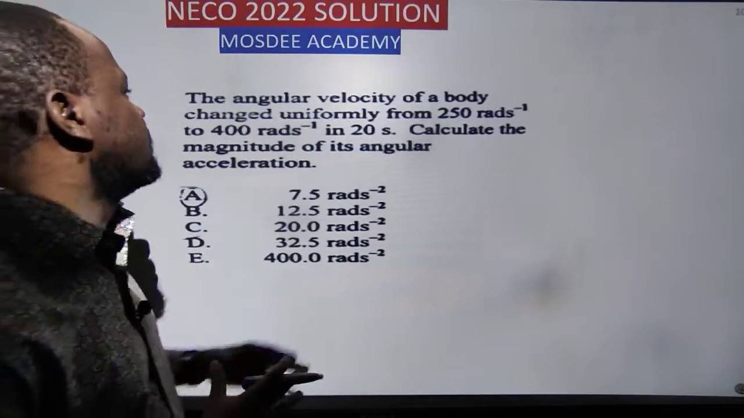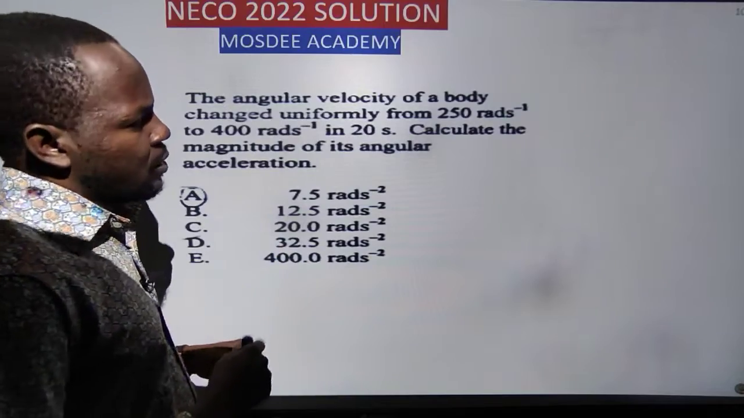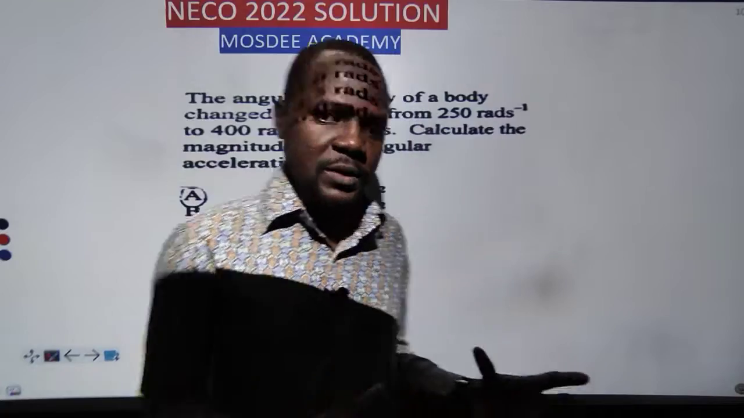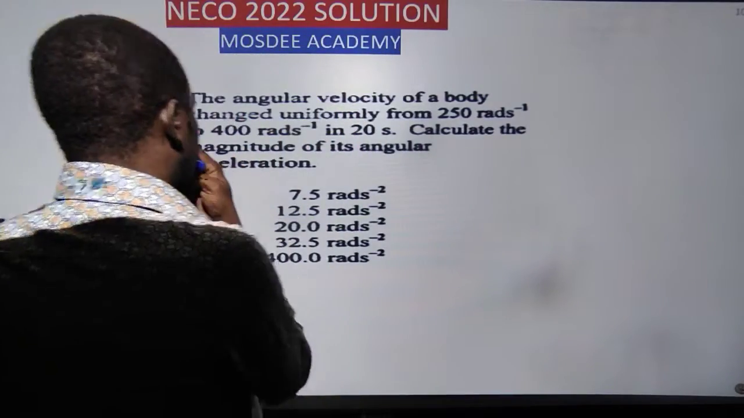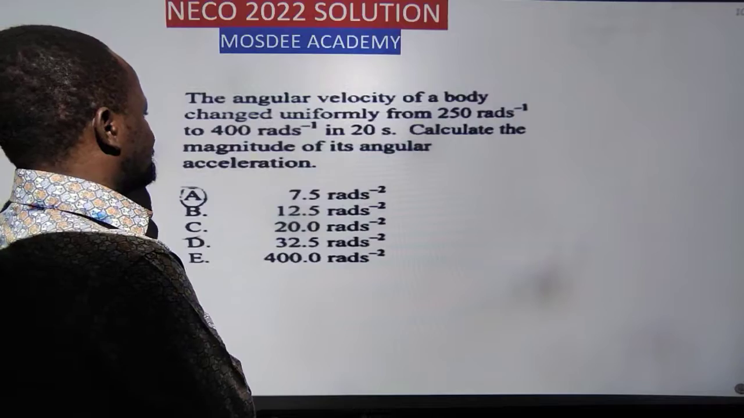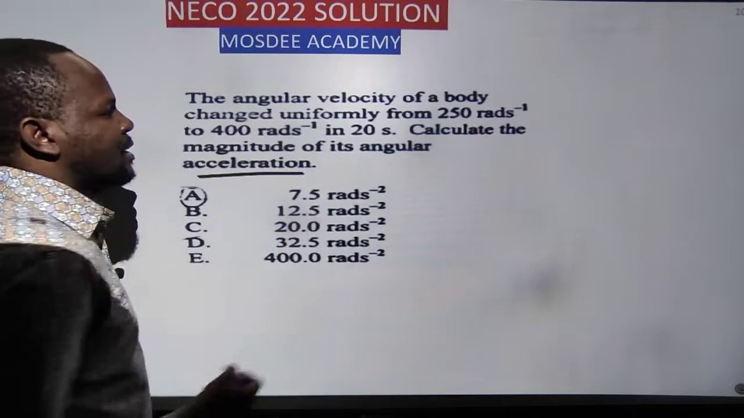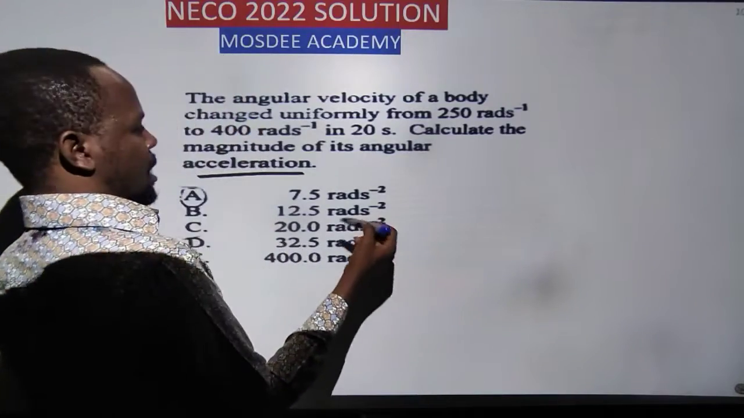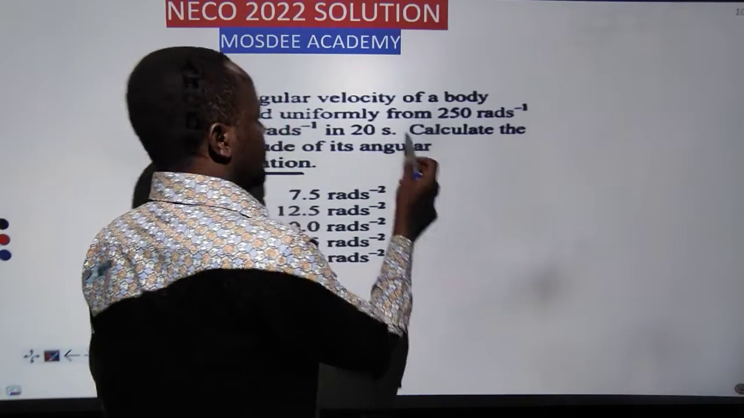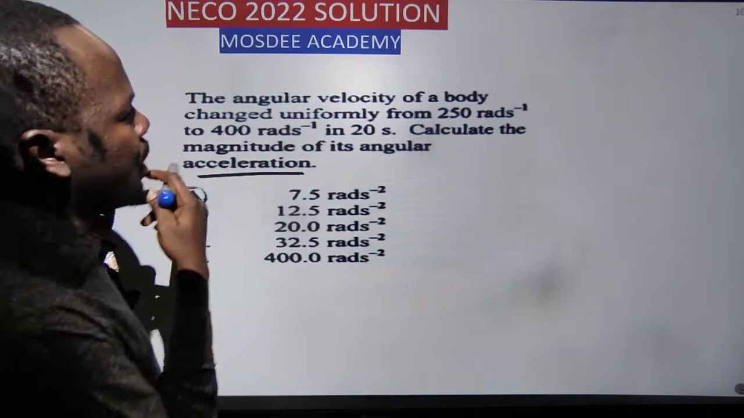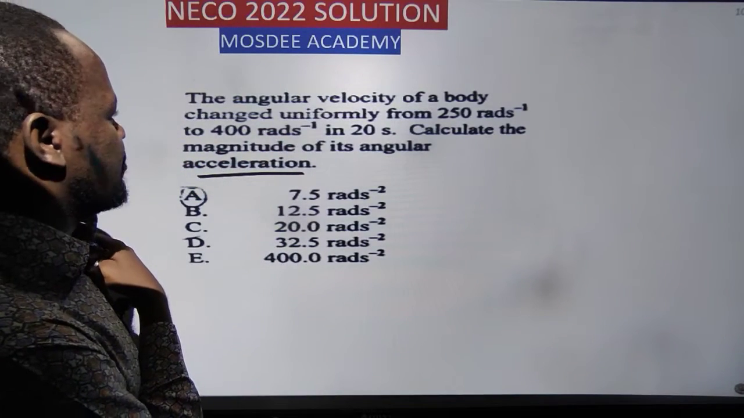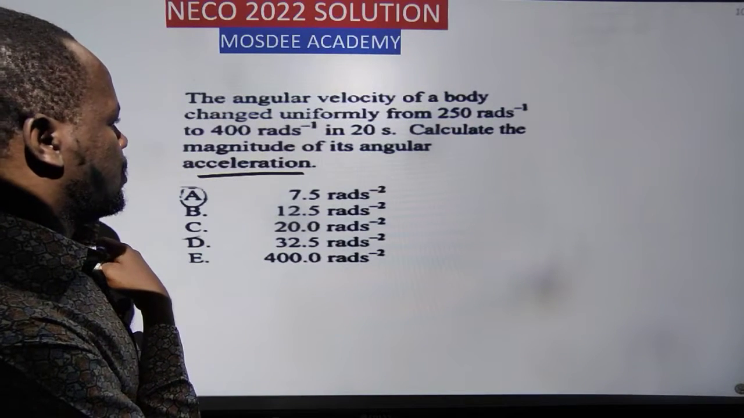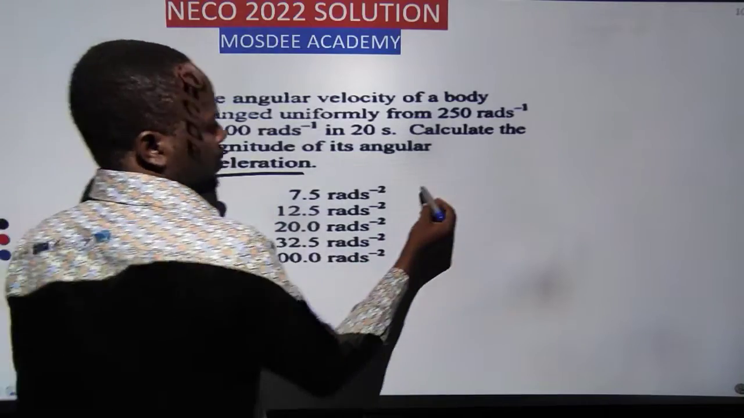The angular velocity of a body changes uniformly from 250 radian per second to 400 radian per second in 20 seconds. You have to look for the difference in that angular speed. Calculate the magnitude of its angular acceleration. So omega, r, angular acceleration. I have v equals r omega, I have that, but here a equals v over r.